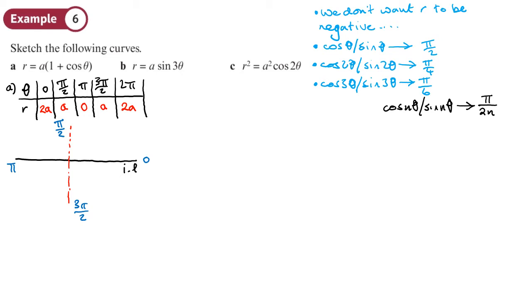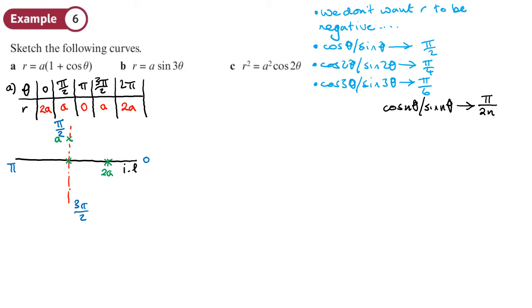So when the angle is 0, the length you could think of is 2a. So 2a, so I'll plot a point there. When the angle is pi over 2, the length is a. Okay, so a there. When the angle is pi, the length is 0, so go to there.